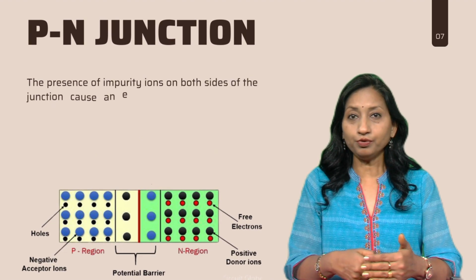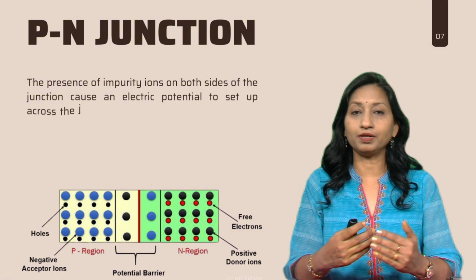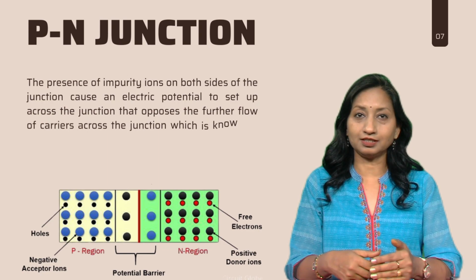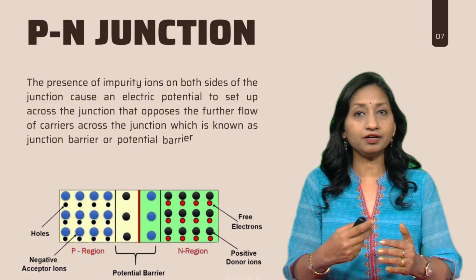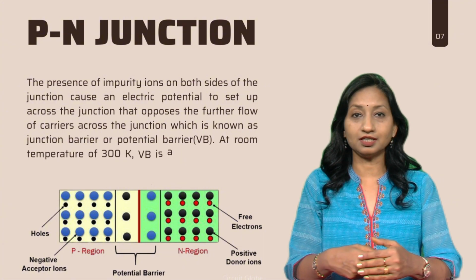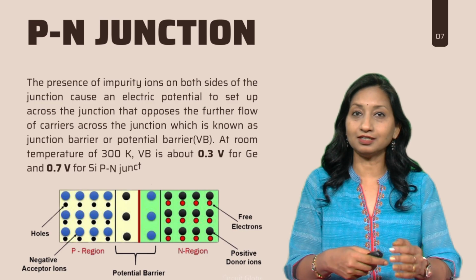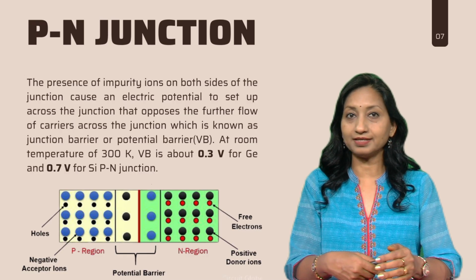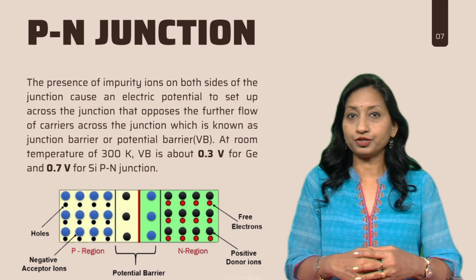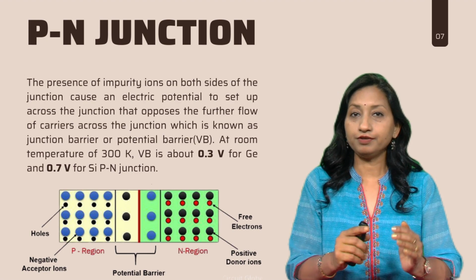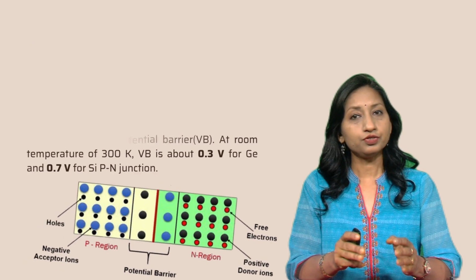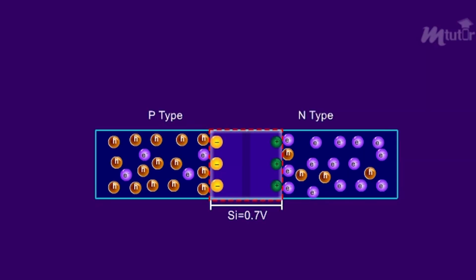The presence of impurity ions on both sides of the junction causes an electric potential to be set up across the junction that opposes the further flow of carriers across the junction, which is known as the junction barrier or potential barrier, or junction or barrier potential. It is symbolized as VB. At room temperature of 300 Kelvin, VB is about 0.3 volt for germanium and 0.7 volt for silicon PN junction.